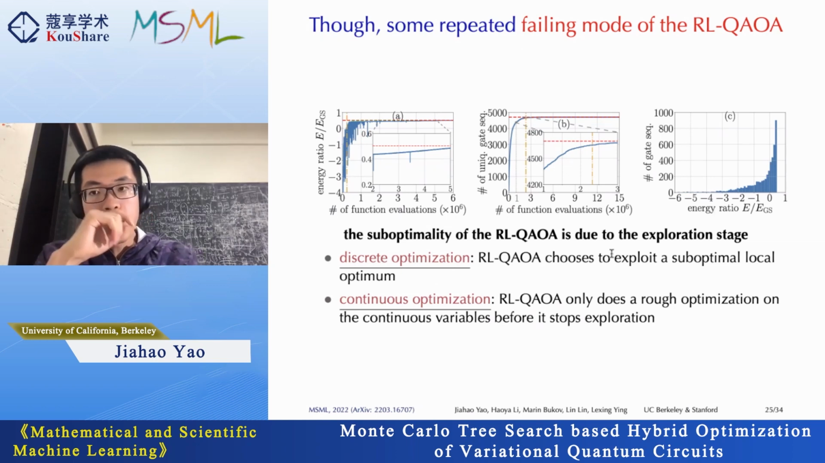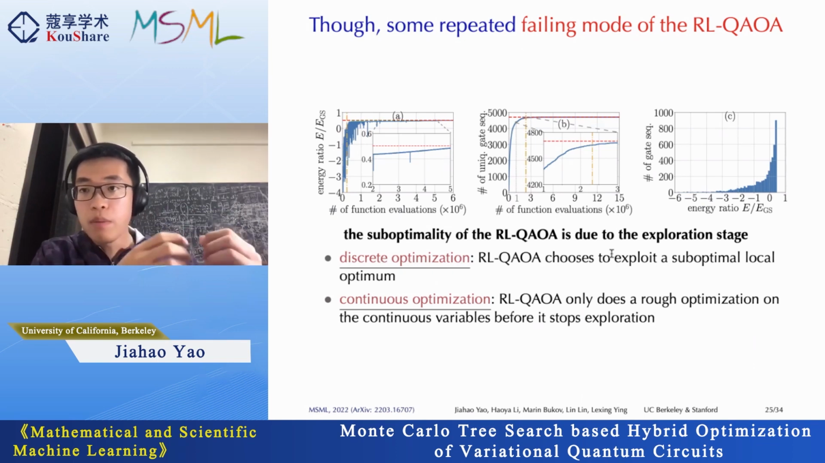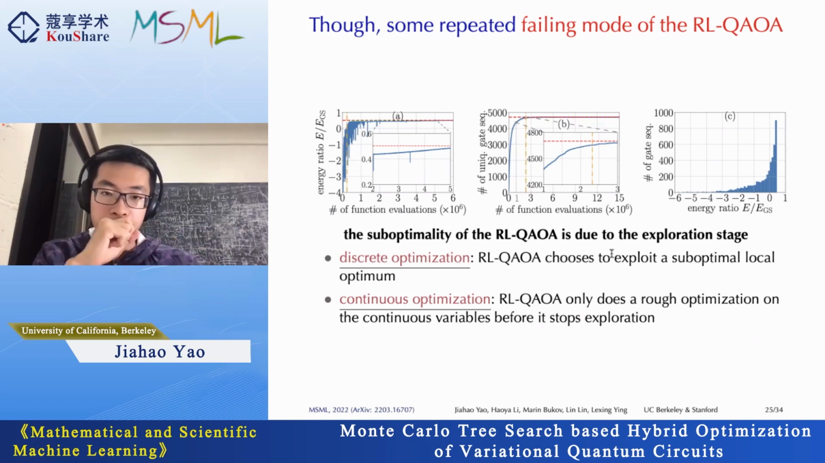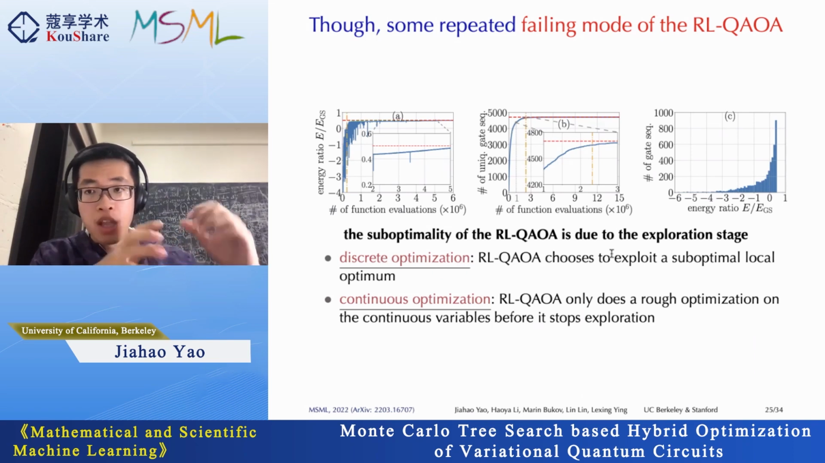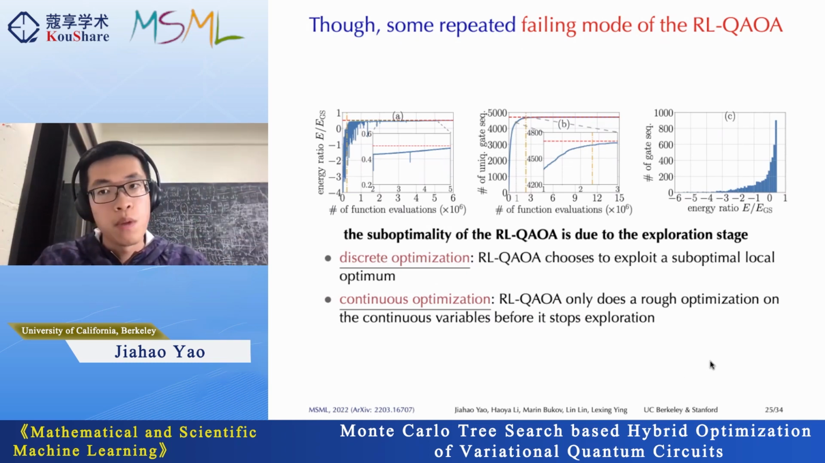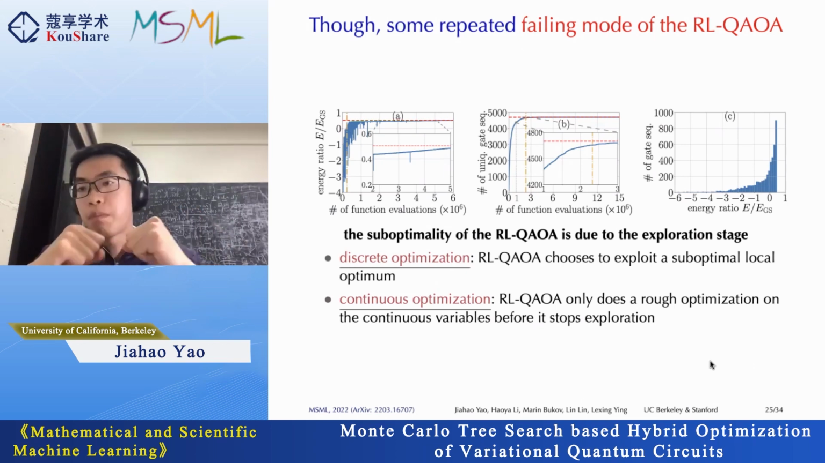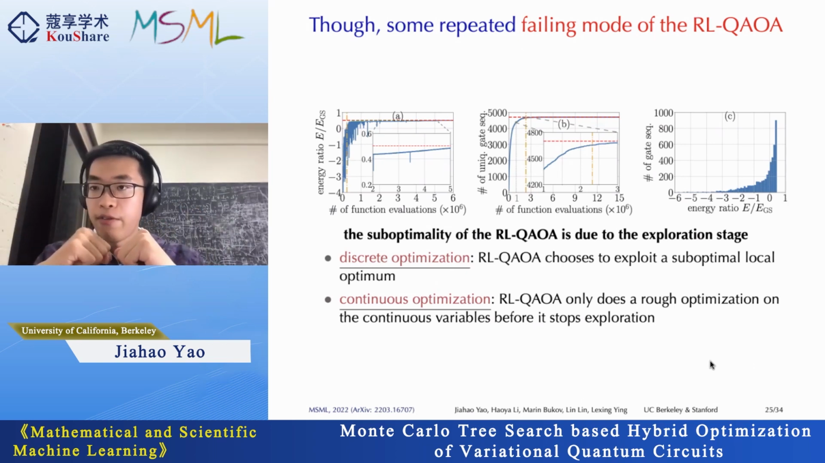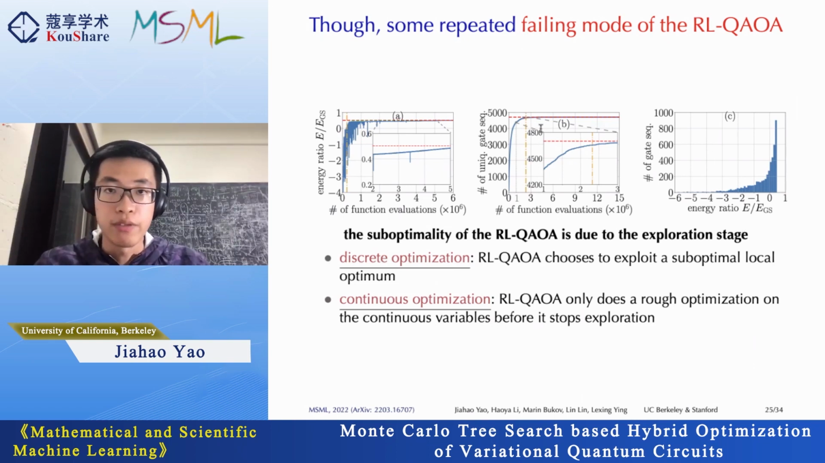So we find here that IOQAOA tends to exploit some suboptimal local optima. And for the continuous optimization, because the IOQAOA jointly optimizes both the discrete and continuous parts, the continuous part also gets a very rough optimization. That's because of the joint coupling effect between the discrete and continuous optimization. So this IOQAOA is trying to find this failing mode.